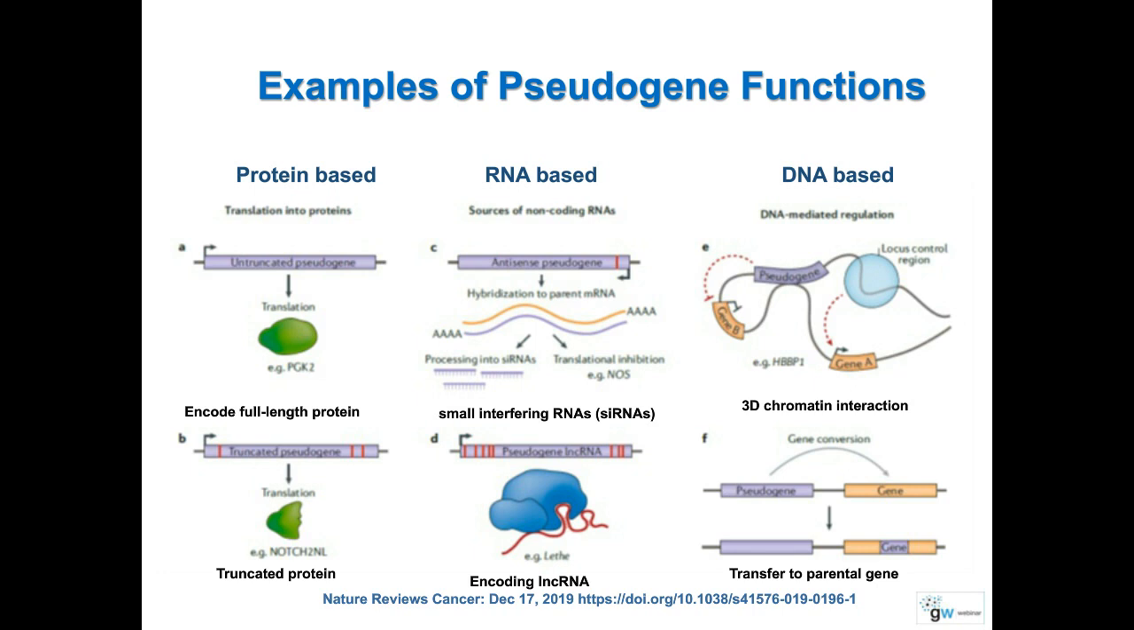And the third category is the DNA based. In terms of chromatin interactions, they may interact with different locations in the human genome. They may regulate the transcription of a gene or the function of the gene. Based on the 3D chromatin interaction analysis, people have shown that it can function as a chromatin regulator as well. And the other way is some of the pseudogene segments actually get inserted into the wild type gene, altering the wild type gene as well. So these are some of the examples of the functions that are described in the literature based on anecdotal evidence.